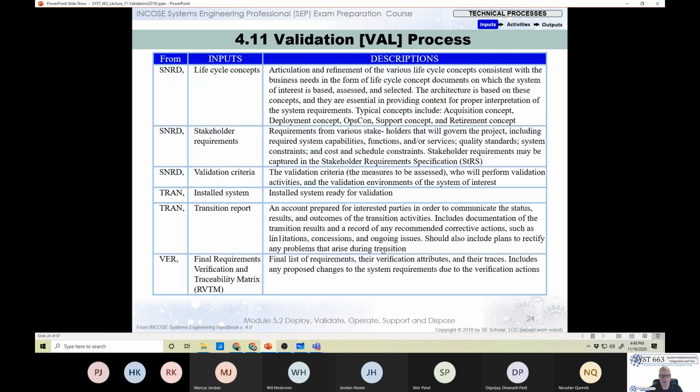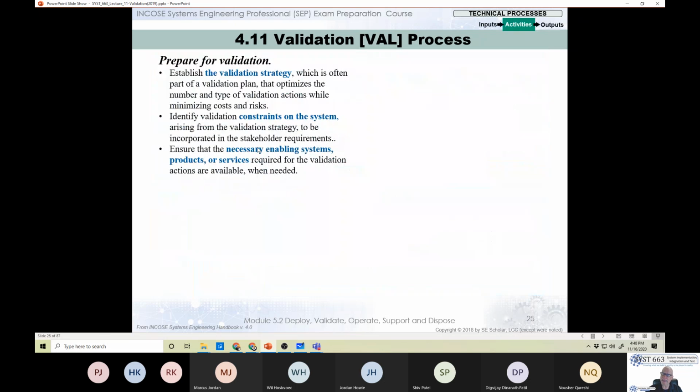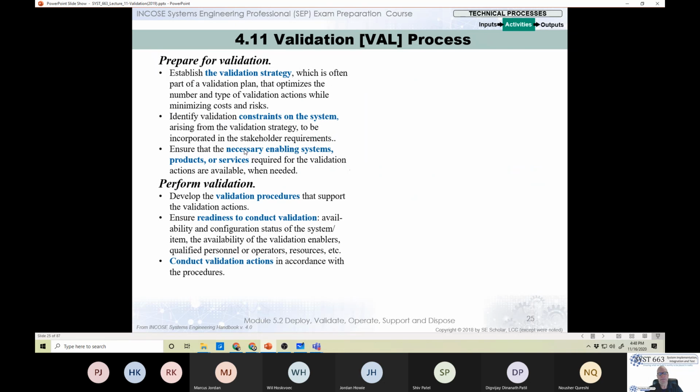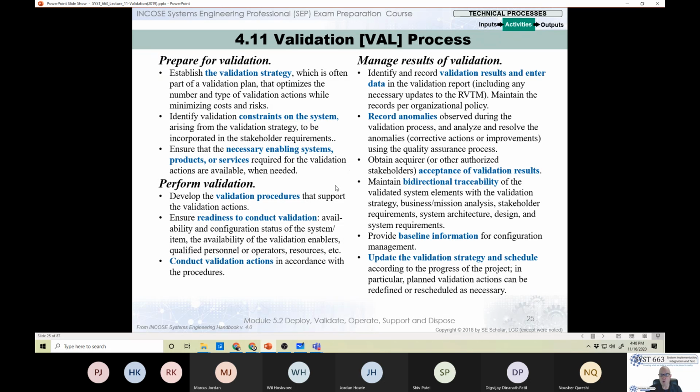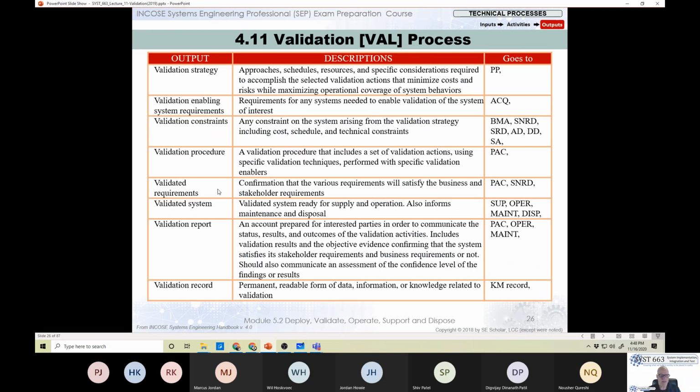So your inputs, write them out here, things that support your planning aspect. You're trying to get the strategy together, figure out your constraints, and make sure you have any enabling systems in place. And then you perform your validation, actually your procedures, and conduct your validation and record it. And so then you manage those records. So your requirements verification traceability matrix will be updated with that new information. Any anomalies will be documented, and they will go forward to the next processes, which is normally the operations. And we'll cover that next week. And so as you can see, some of these outputs are actually helping you in the planning phase, but the actual validated system is the main thing, as well as the report.